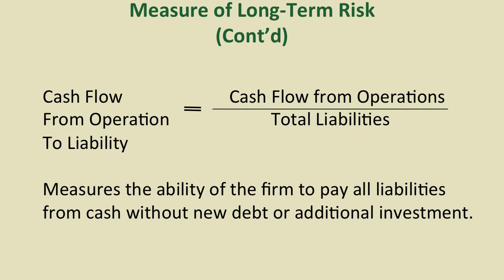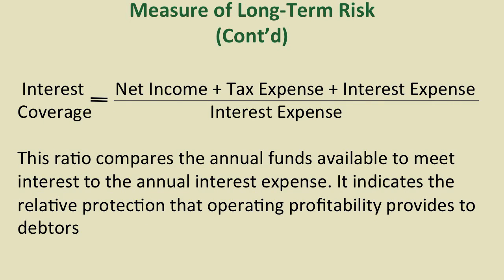The second ratio we're going to talk about to measure long-term risk is this cash flow from operation to liability ratio. It equals cash flow from operations divided by total liabilities. So this ratio tells people how much operating cash flow this company has to cover every $1 of total liabilities. So it measures the ability of the firm to pay all the liabilities from cash flow without new debt, without additional investment. The last ratio we're going to talk about here is this interest coverage ratio.